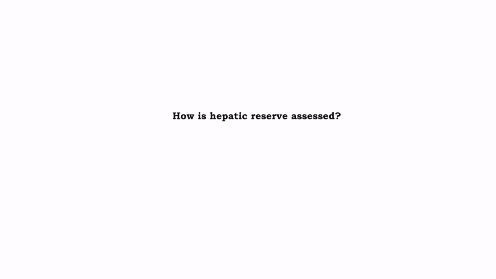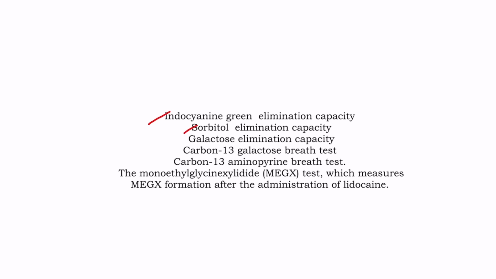How is hepatic reserve assessed? Tests of indocyanine green, sorbitol, and galactose elimination capacity, as well as the carbon-13 galactose breath test and carbon-13 aminopyrine breath test, and the monoethylglycinexylidide, MEGX, test, which measures MEGX formation after the administration of lidocaine. MEGX is a metabolite of lidocaine and is formed in the liver.